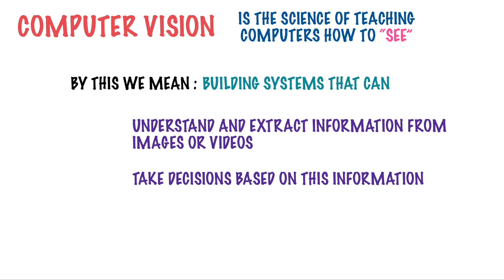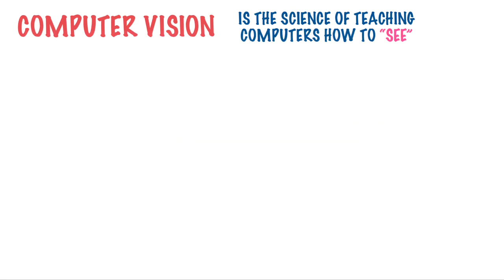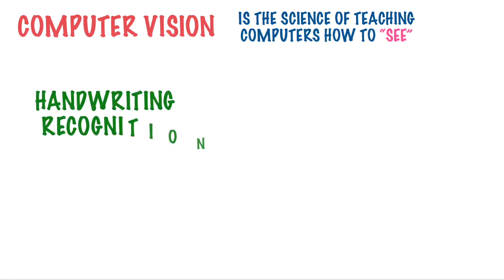This decision could be as simple as granting access based on recognizing somebody's face, or it could be something like a robot being able to take decisions based on what it can see. Let's look at some common tasks in computer vision. Handwriting recognition is a pretty common task.